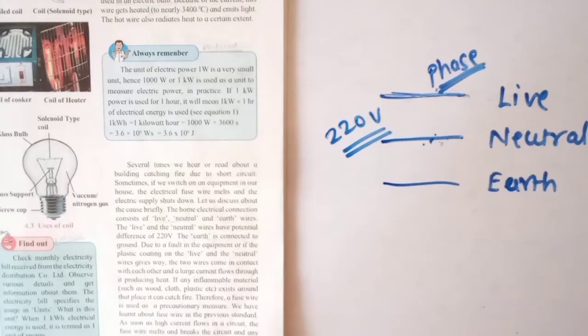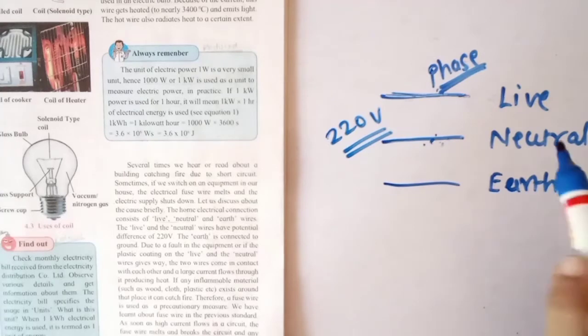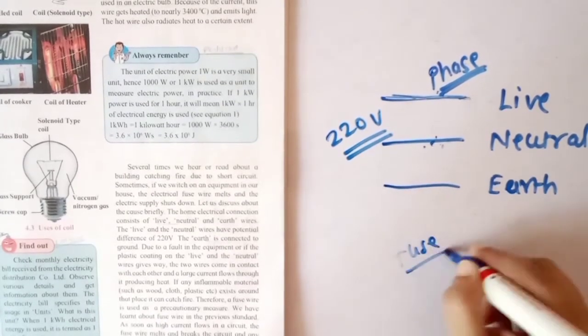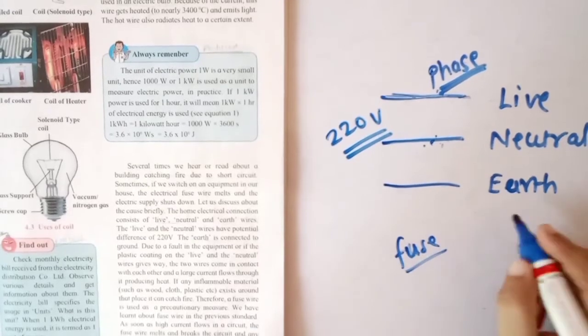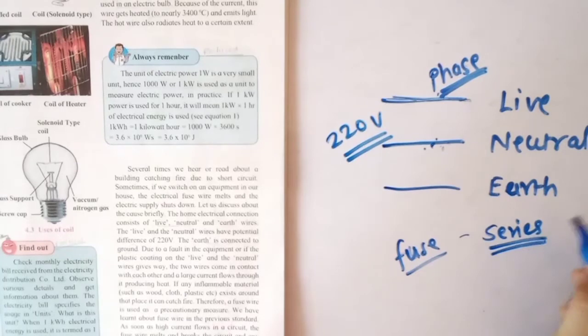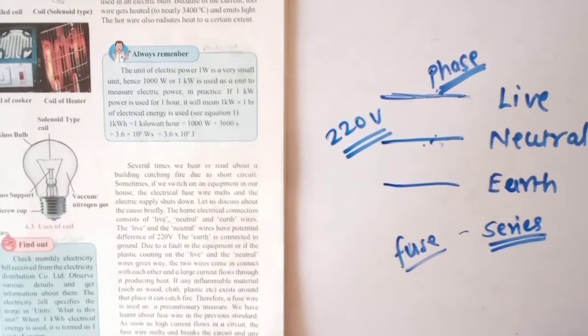So we have learnt about fuse wire in the previous standard. Yes or no? As soon as high current flows in a circuit, the fuse wire melts. So to prevent damage, the fuse is connected in the circuit, and it is connected in series. Yes or no? This thing also you have studied.